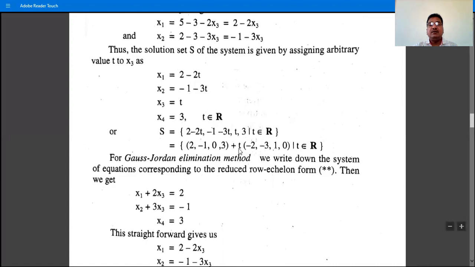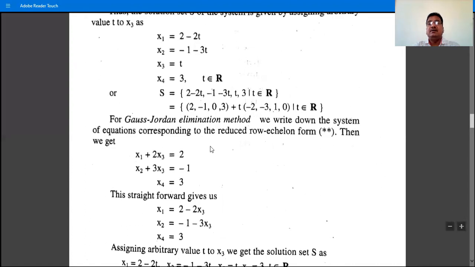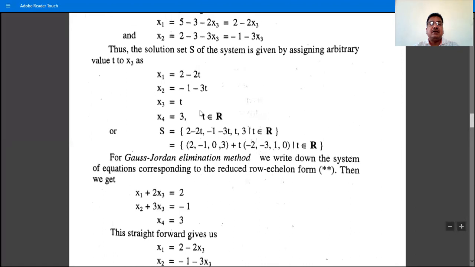And then if we write this in the form of addition of these two, so (2, -1, 0, 3) is the constant vector plus t into (-2, -3, 1, 0), the coefficients of t are -2, -3, 1 and 0, such that t belongs to R. So this is the set of solutions of the given system by using the Gauss elimination method.